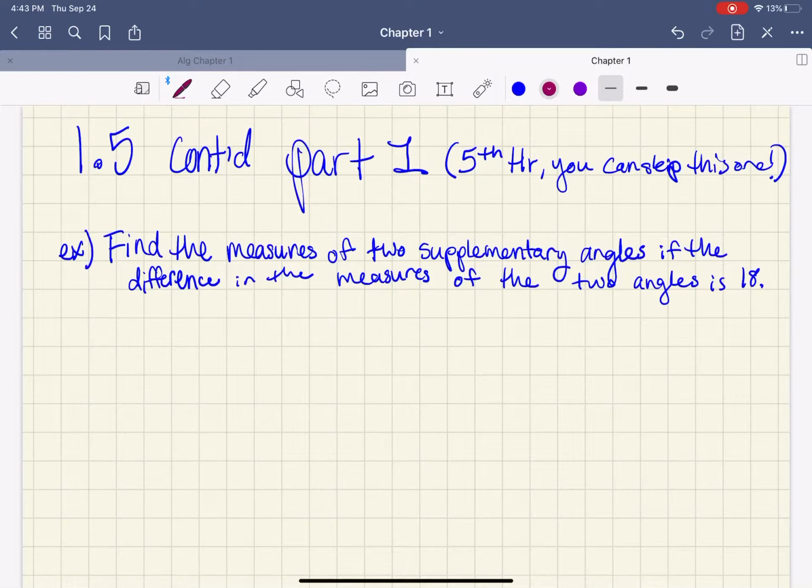This is 1.5 continued, part 1, but 5th hour. You guys already went through this example, so you are welcome to skip this, okay? Skip this, go to part 2.